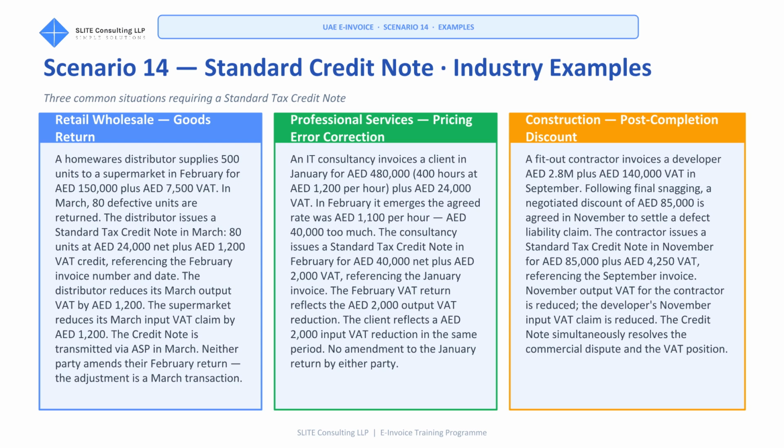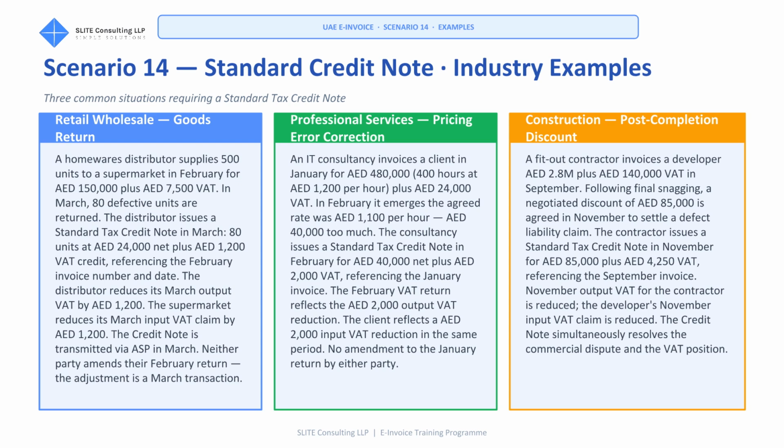Second, professional services. An IT consultancy invoices in January for 480,000 at 1,200 per hour. In February, the agreed rate is found to have been 1,100, a 40,000 overcharge. Credit note issued in February for 40,000 net plus 2,000 VAT. Both parties reflect the reduction in the February return.